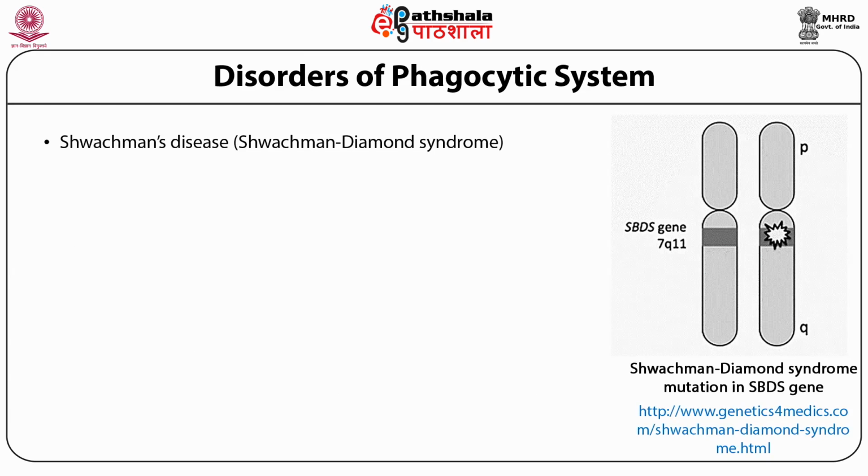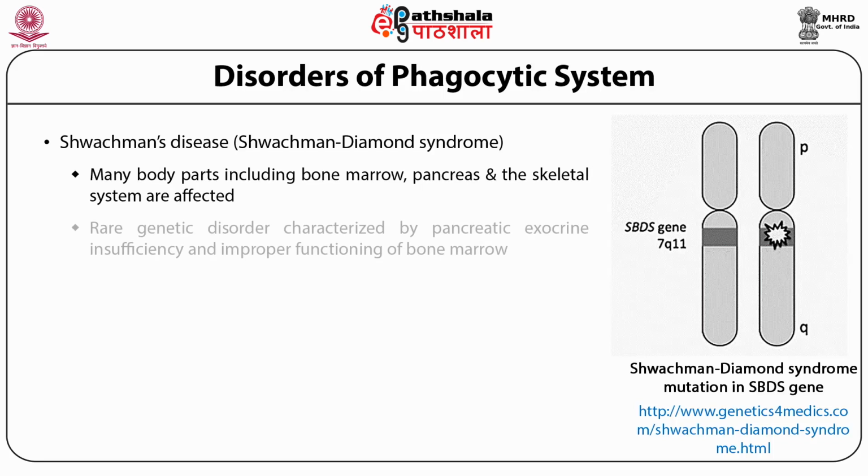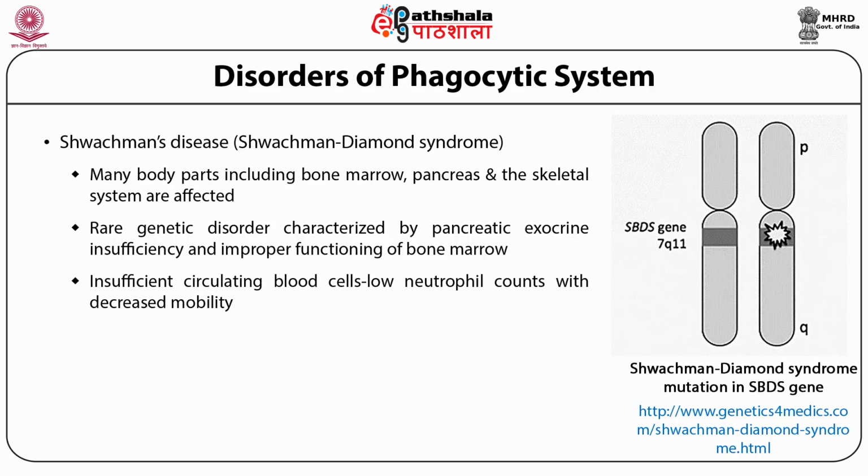Shwachman disease or Shwachman-Diamond syndrome. In this disease, several parts of the body get affected, particularly bone marrow, pancreas, and the skeletal system. It is a rare genetic disorder characterized by pancreatic exocrine insufficiency and improper functioning of bone marrow. This hence leads to insufficient circulating blood cells. Low neutrophil counts along with their decreased mobility leave the patient susceptible to recurrent infections. Skeletal abnormalities along with slow growth are also key features of the syndrome.